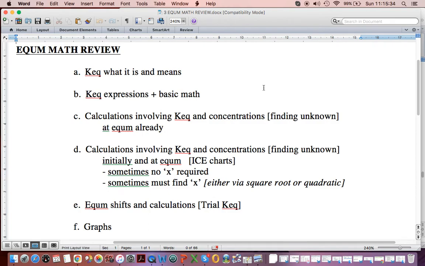Good day. This is the equilibrium math review. It's not much of a review because for real details you can go back to specific videos on each topic. A, B, and C are all really linked together.